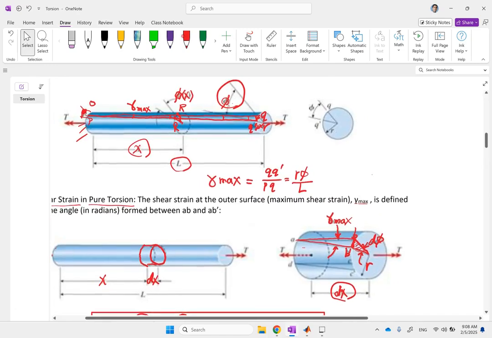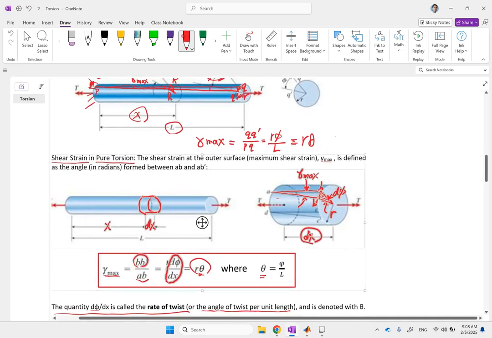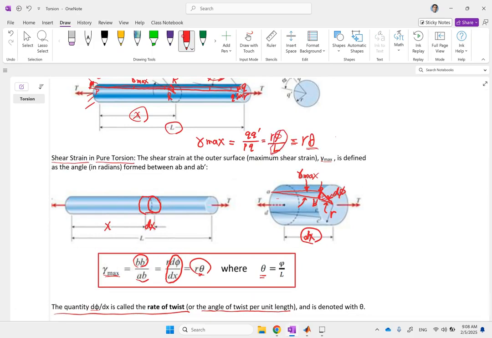Now remember, gamma max was R times theta. If you just look at it down here, gamma max is R theta, but it's also equal to R phi over L. So from here, you see that theta is what? Is phi over L. And remember, this is the same as d phi over dx. So you see d phi over dx is a constant value. So you see that phi is a linear what?